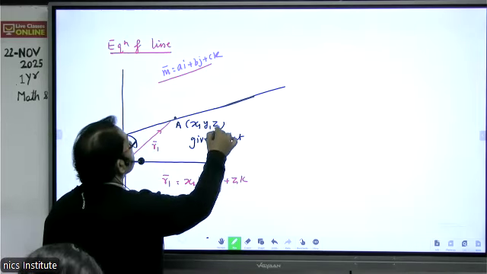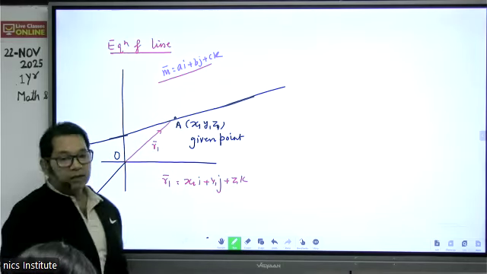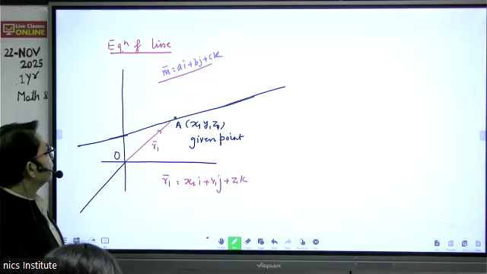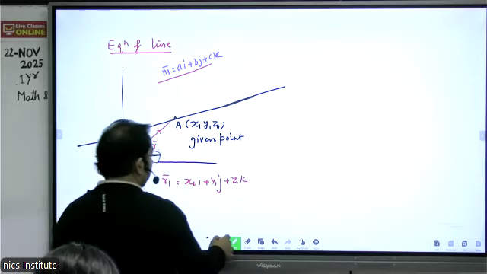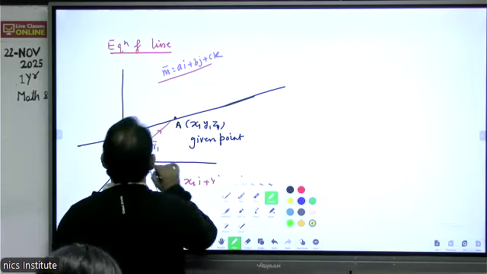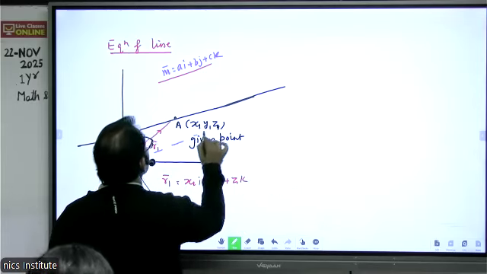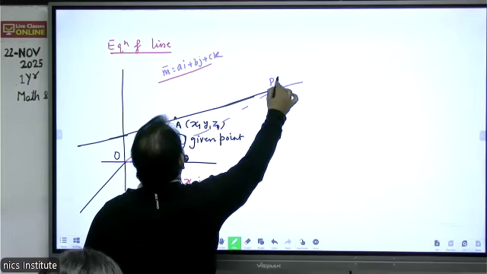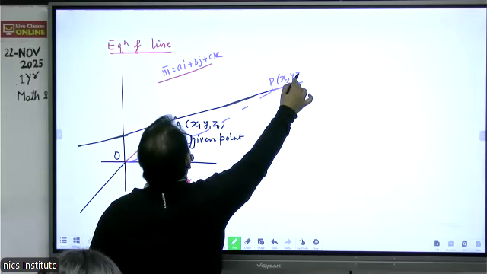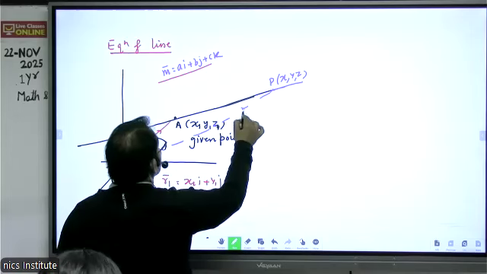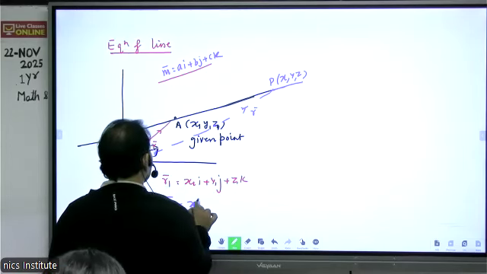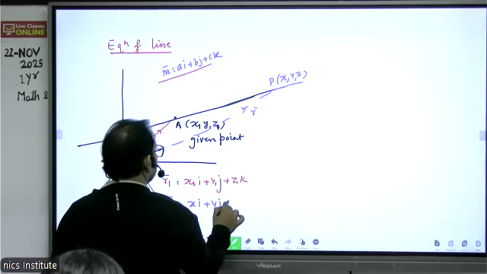And the line is this. x1, y1, z1 are the coordinates of the point. So we take some variable point of the line, any point of the line, say P. Coordinates are x, y, z, and its position vector is R, where R is xi + yj + zk.